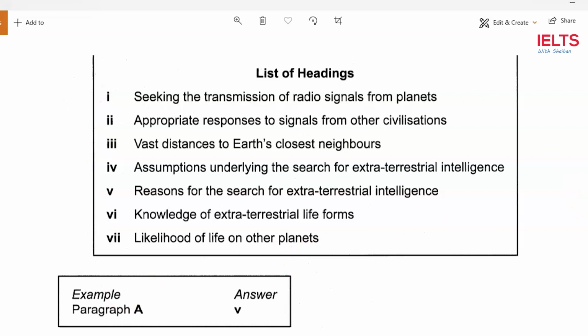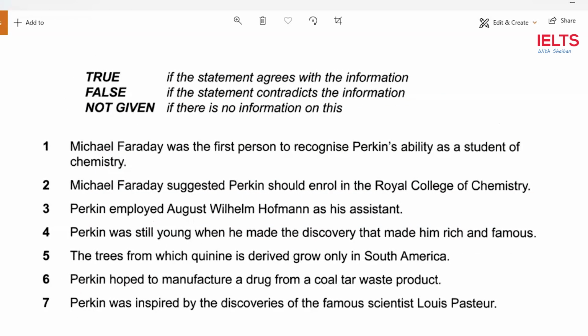Okay, the next kind of questions is the true, false, not given. And of course, in the true, false, not given, we have facts. We are dealing with factual issues, factual statements in the passage. And we talk about percentages, numbers, years, and facts related to the topic or the main idea. So here we have true, false, not given, and I'm going to talk about that in detail.